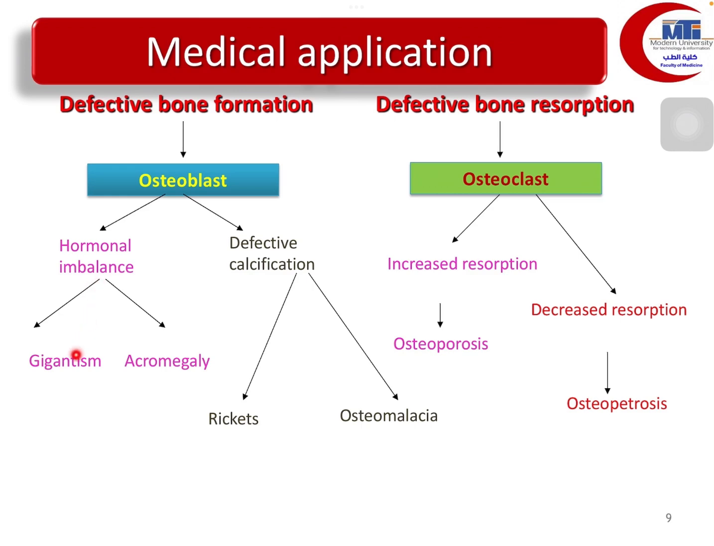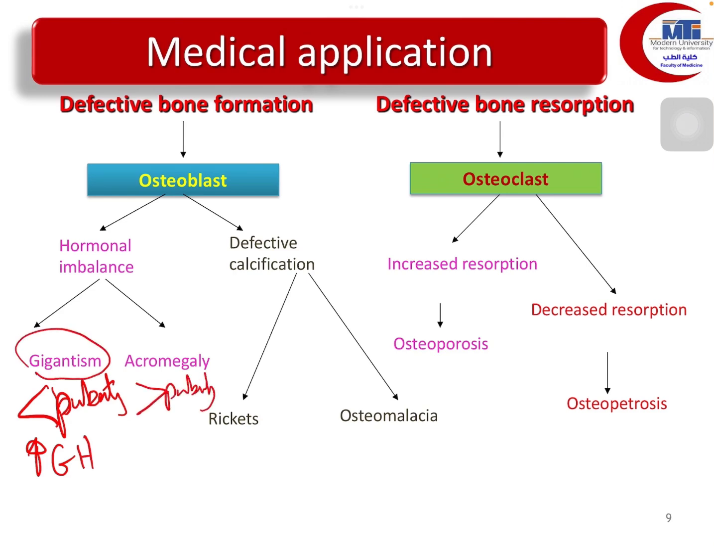So the osteoblasts, which are responsible for the bone formation, can be subject to hormonal imbalance, especially by the growth hormone, where before puberty, if there is an increase in the growth hormone, it can result in gigantism, while after puberty, if there is an increase in the growth hormone, it results in acromegaly. However, if there is a defective calcification caused by osteoblasts, it can result in either rickets or osteomalacia.